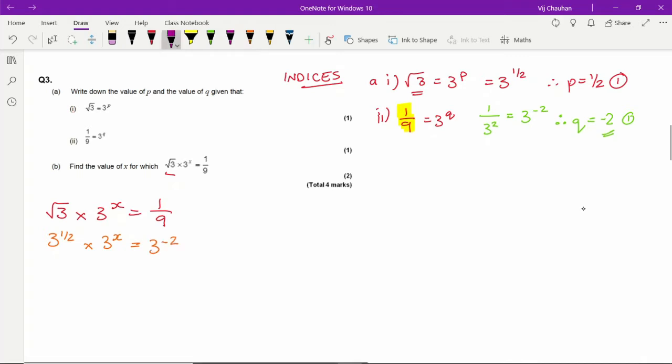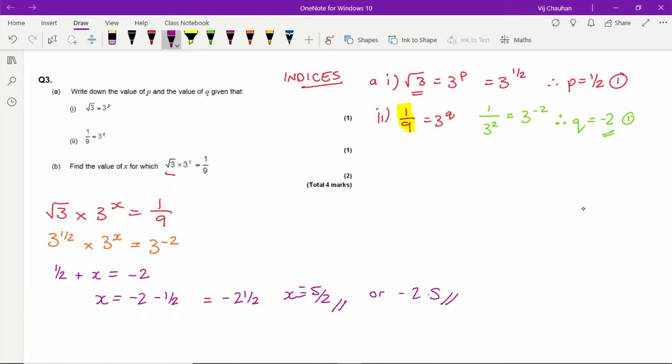Now because our base numbers are the same, and when we are multiplying we're adding the powers, what I've got is a half plus x equals minus 2. So x then equals minus 2 minus a half, which equals minus 2.5. So x equals minus 5 over 2. You can either leave it as minus 5 over 2, or minus 2.5 just because it's a terminating decimal. But personally, I would always go for leaving it as a fraction.